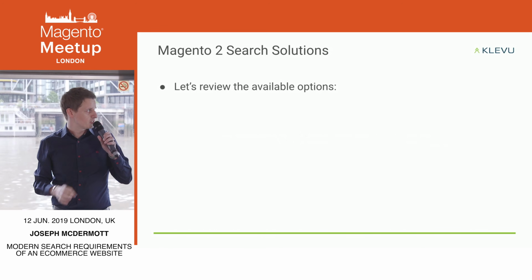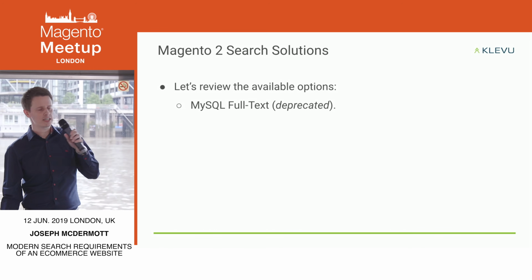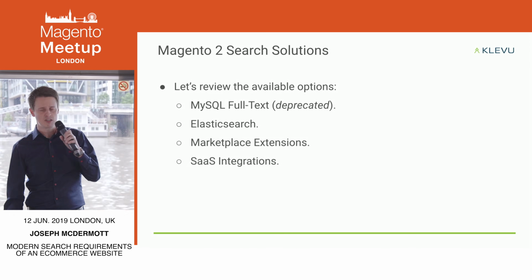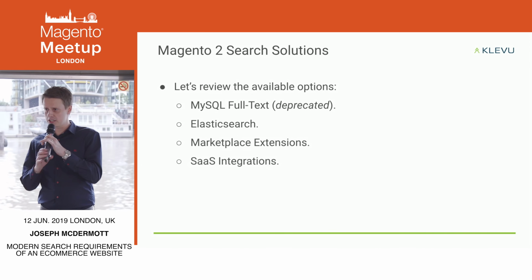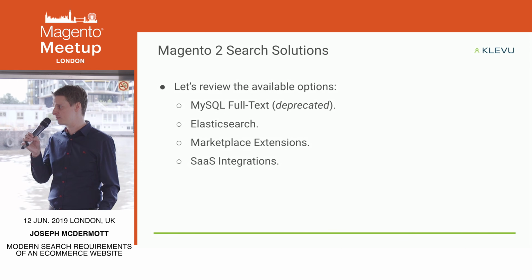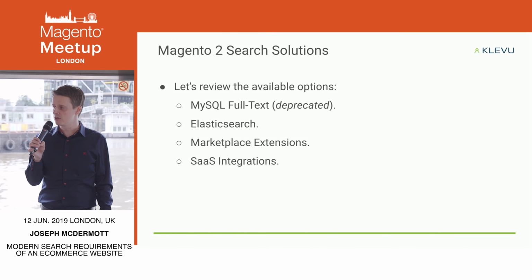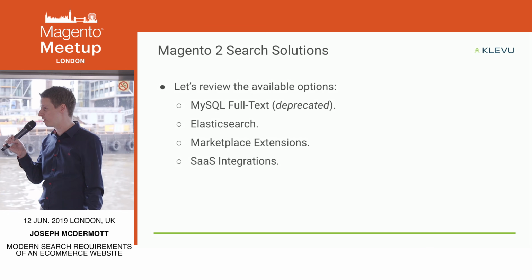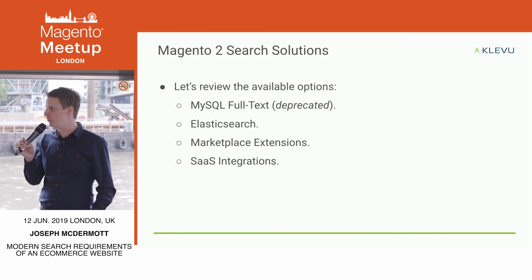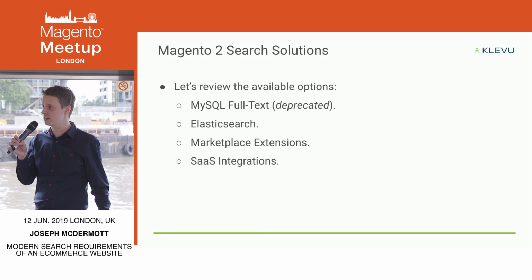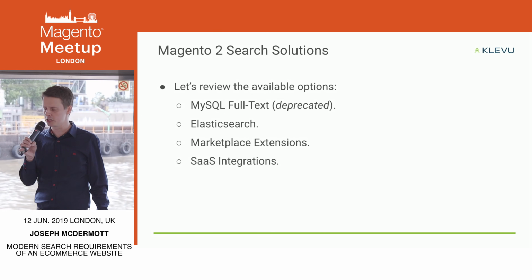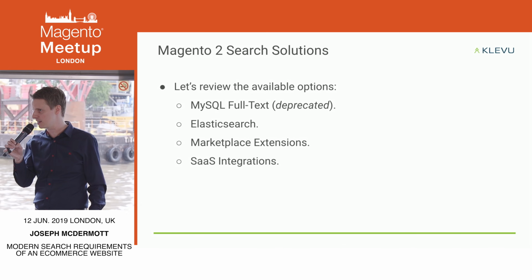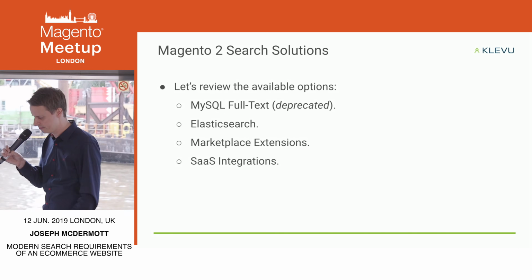The current search solutions that we have are MySQL full text, Elasticsearch, marketplace extensions, and SaaS integrations. Now, as you can see on the top one here, MySQL full text has been deprecated in the latest version of Magento. So if any of you are running anything lower than Magento 2.3.1, you need to start thinking about moving your clients or moving your own website off to a different search solution. You'll start seeing a notice in your admin panel saying, "Don't use MySQL anymore."